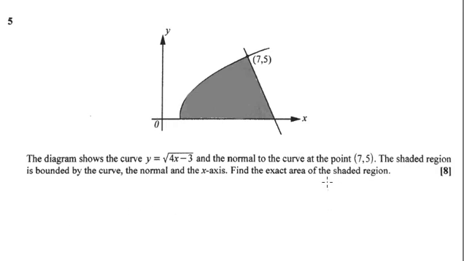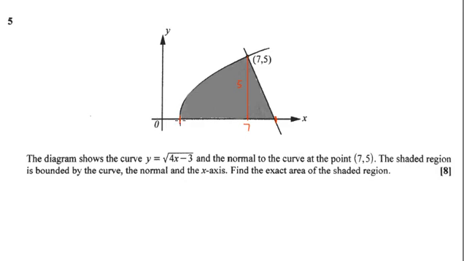Okay, question 5 is an integration question. It wants us to find the area underneath this curve here. But at this point here at (7, 5), it changes from being the curve to this normal here. We know that coordinate's (7, 5), so at the moment we know that that's 7 and the height of this triangle shape is 5. What we need to know is the other two places the graph hits the x-axis.